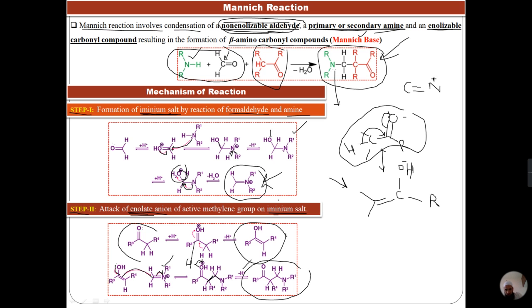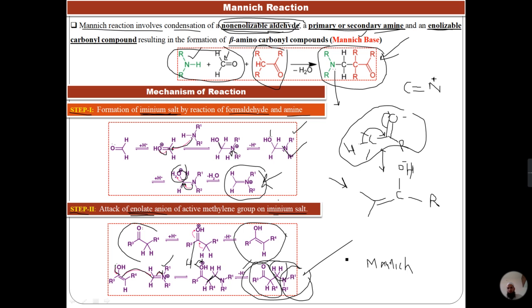If you want to correlate this, this is your amine portion, then this is your CH2 from the formaldehyde portion, and this is your carbonyl compound. Now you can look above as well. So this is your Mannich base, or beta-amino carbonyl compound. So this is all about the mechanism of the Mannich base.